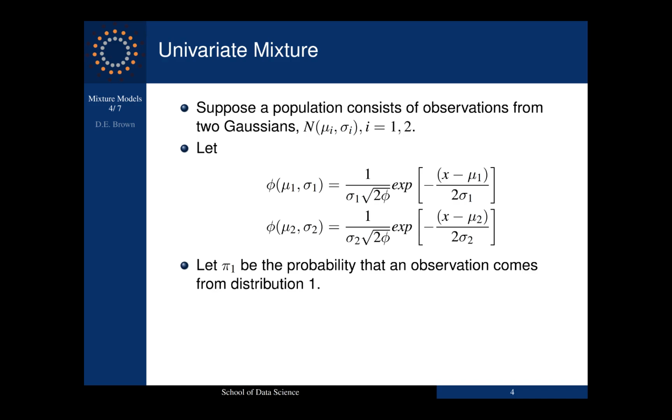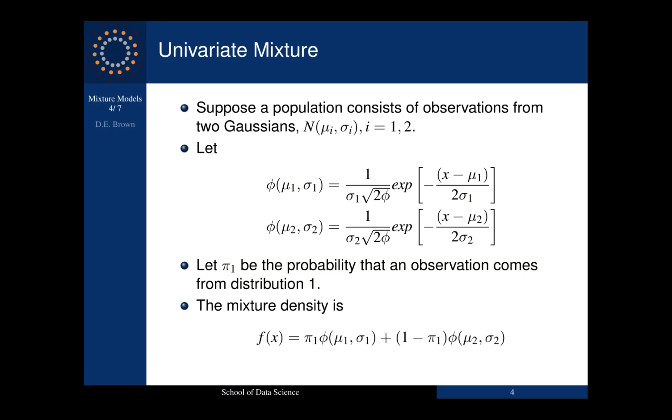We're going to let pi be the probability that an observation comes from a distribution, and pi1 then is the probability that a particular observation comes from distribution 1, the first one of these two Gaussians. And clearly, pi2 must be 1 minus pi1. So we only have one probability that we need to be concerned with for this problem.